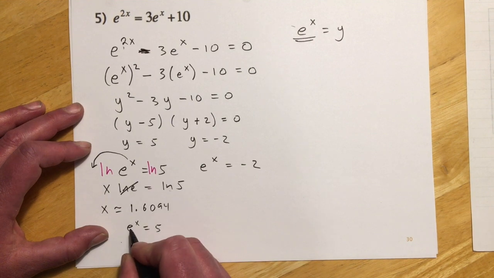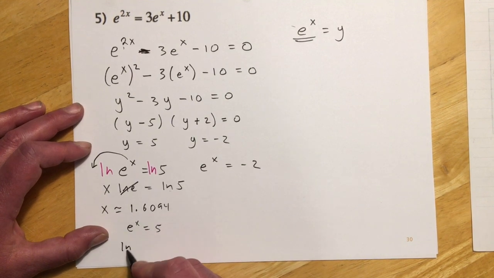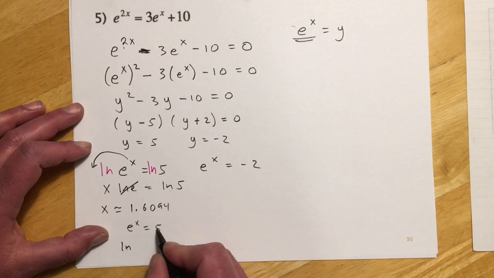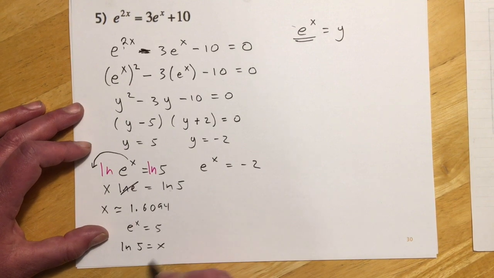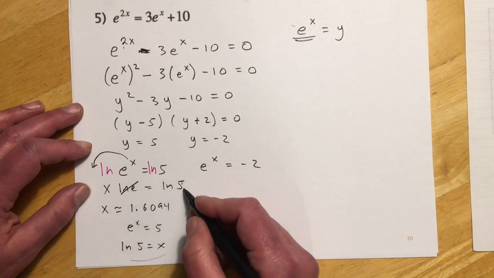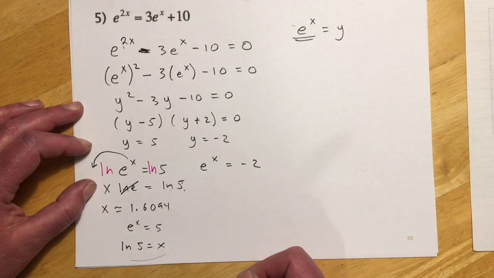And what I could have done up here is e to the x equals 5. So the e means it's going to be a natural log, because that's base e of 5 equals x. So I could also just switch to exponential form and get the exact same x equals ln 5.